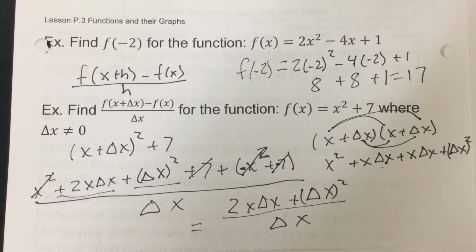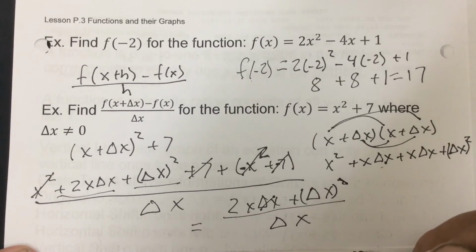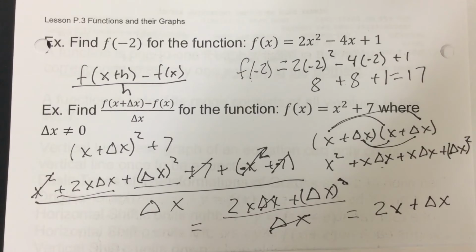So at this point, every term should have a change of x. So now we can reduce it. This top here has a change of x, and then 2 of them in this term. So we're going to get rid of 1. And those will cancel with the change of x on the bottom. So our final answer, 2x plus change of x. And that'll be the final answer for that one.